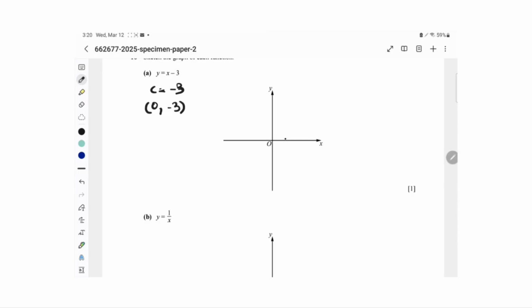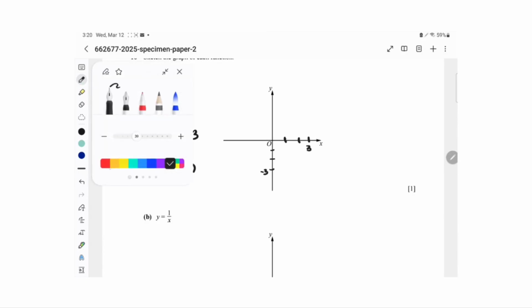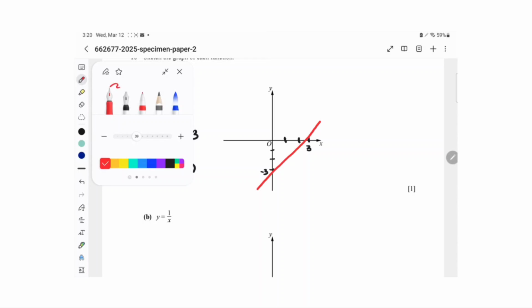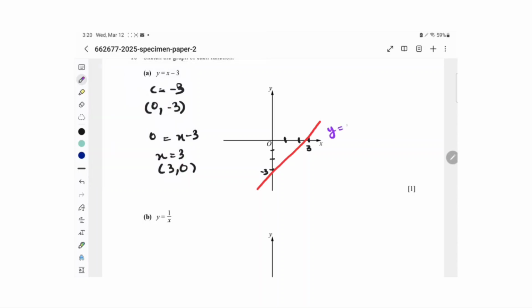And if I take the x-intercept, then y = 0, so 0 = x - 3, then x = 3. So it means (3, 0). So just take 1, 2, 3 comma 0 is there, 1, 2, 3 minus 3 is there. So you just join these 2 points and that will be the sketch of the straight line. So that is y = x - 3.